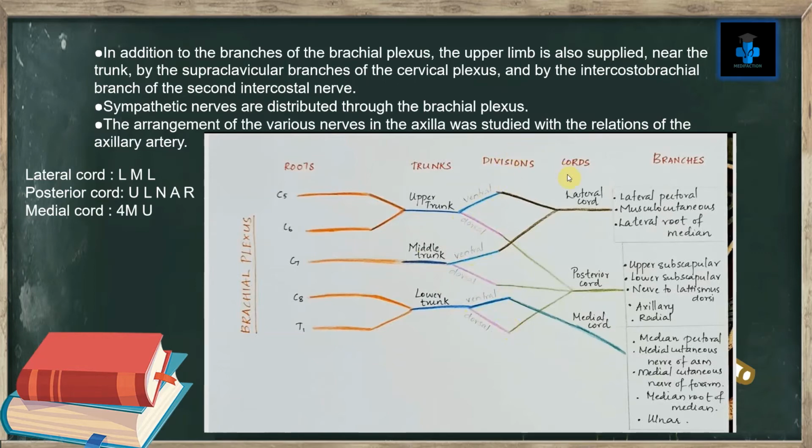Now, in order to form the cords, the ventral division of the upper trunk and the ventral division of the middle trunk forms the lateral cord. To form the posterior cord, the dorsal division of the upper trunk, the dorsal division of the middle trunk, and the dorsal division of the lower trunk. All these dorsal divisions join to form the posterior cord. And to form the medial cord, the ventral division of the lower trunk all by itself forms the medial cord.